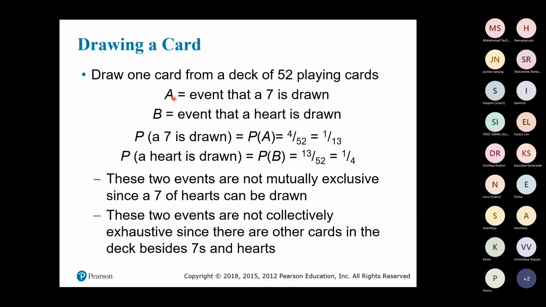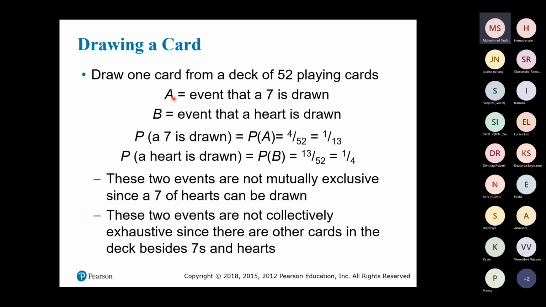All right. Since these two events are not mutually exclusive, since 7 of heart can be drawn, there is an overlapping between event A and event B, because in event A you pull 7, right? There is one card of 7 with the symbol of heart. So the event of pulling a card of 7 and pulling a card of heart is overlapping because we have 7 of heart. It means that the card has number 7 and also has the symbol of heart. So automatically this event is not mutually exclusive because there is an overlapping.